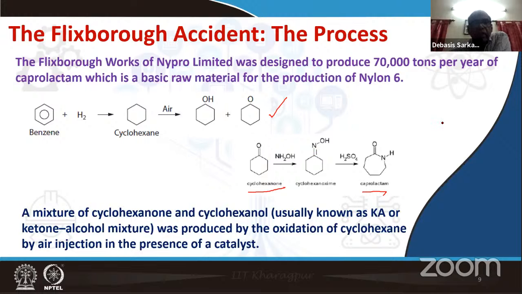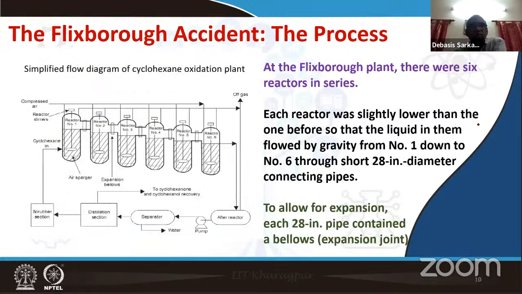So a mixture of cyclohexanone and cyclohexanol, usually known as ketone alcohol mixture, was produced by the oxidation of cyclohexane by air injection in the presence of a catalyst. So that was the process. Now this is a simplified flow diagram for the cyclohexane oxidation plant that was there in the Flixborough plant. Note that there were 6 reactors in series.